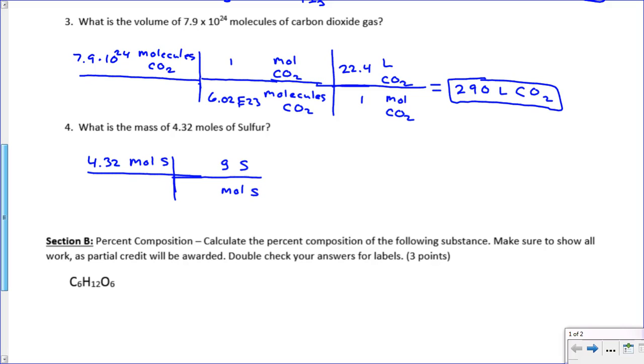To do this, we need the molar mass of sulfur from the periodic table. It is 32.07 grams for 1 mole of sulfur. We should have 3 significant figures on our answer, so it rounds to 139 grams of sulfur.